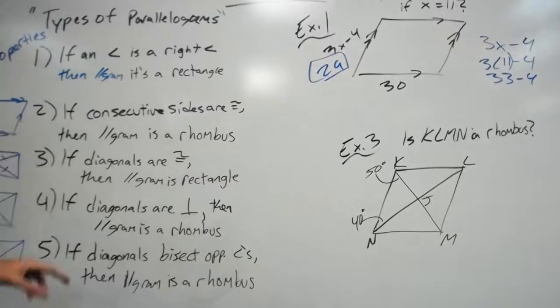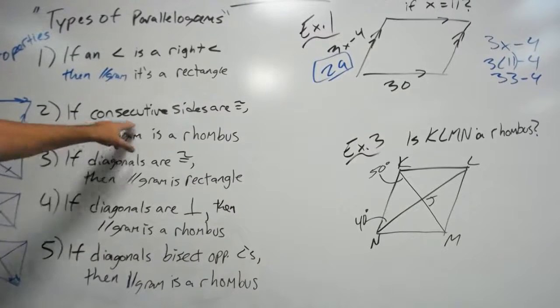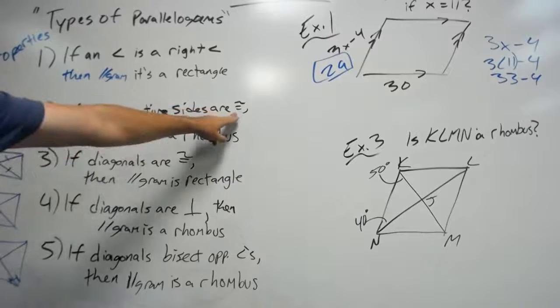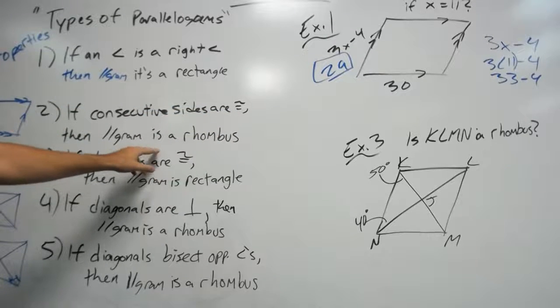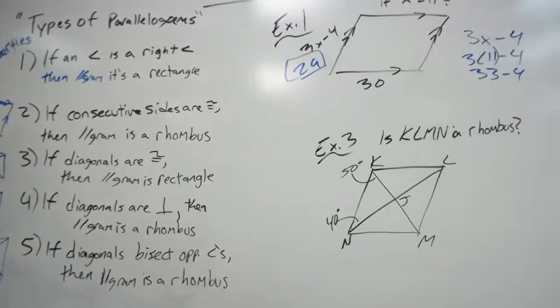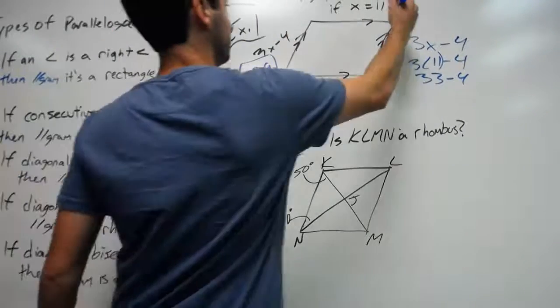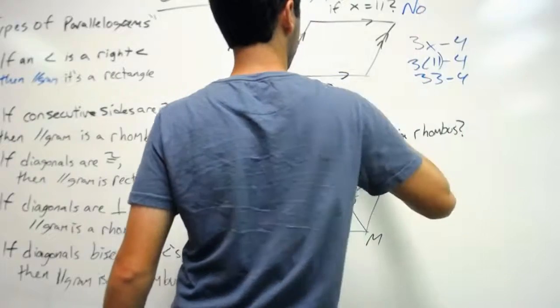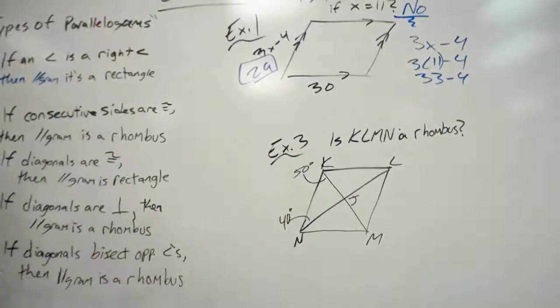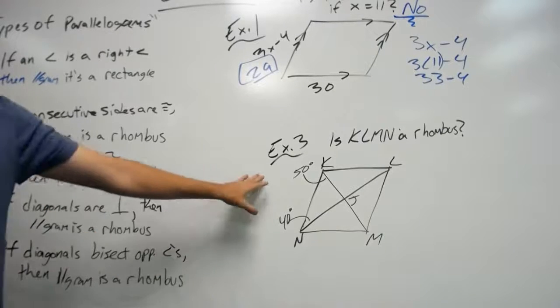Looking back at number 2, it says consecutive sides have to be congruent for the parallelogram to be a rhombus. So therefore, no, it is not a rhombus, because consecutive sides are not congruent. Let's look at example 3.